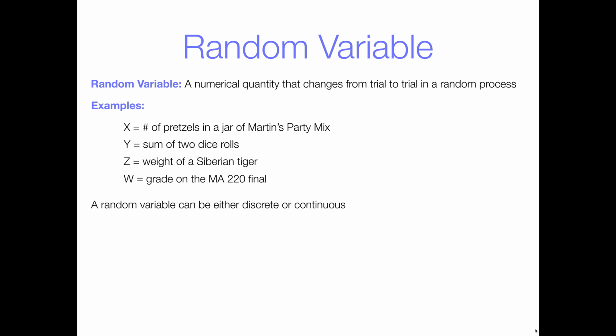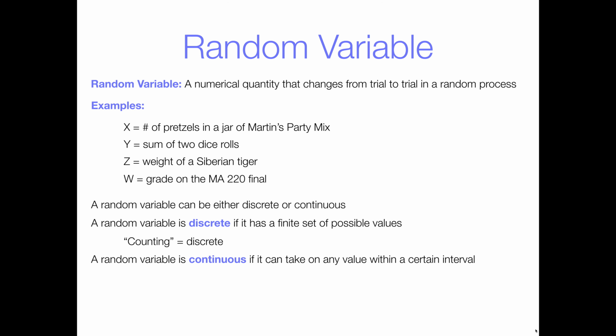Now, a random variable can either be discrete or continuous. A random variable is discrete if it has a finite set of possible values. This usually happens if we're counting something, so it's kind of a hint. If you're counting something, it's going to be discrete.